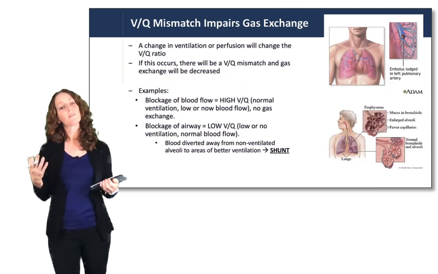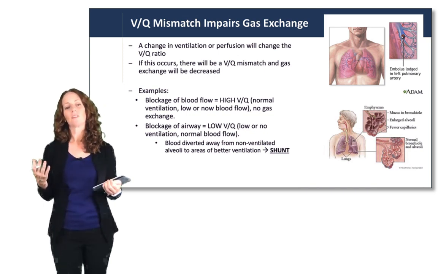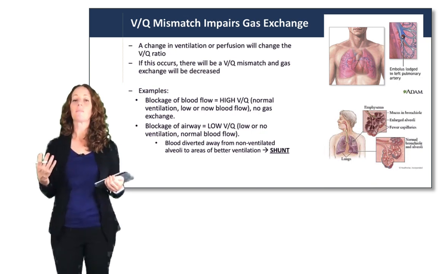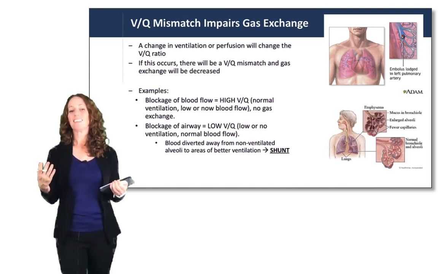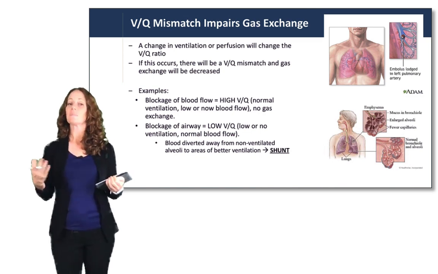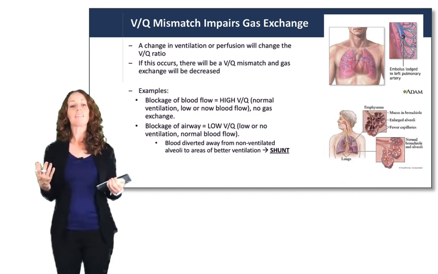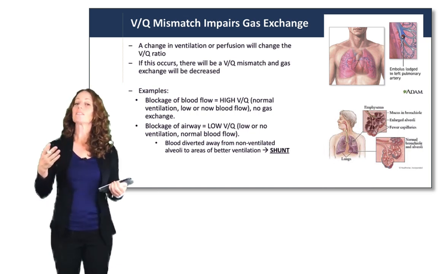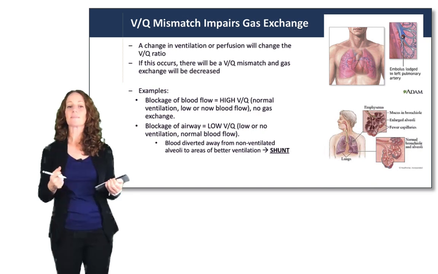These are important considerations when we have a patient with a VQ mismatch, because a mismatch in the ventilation-perfusion ratio can impair gas exchange, and changing body position can exacerbate this mismatch. If there's a VQ mismatch, gas exchange is decreased. This can be both because of blockage of blood flow or because of blockage of the airways.